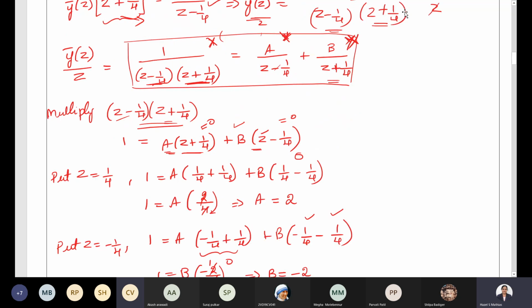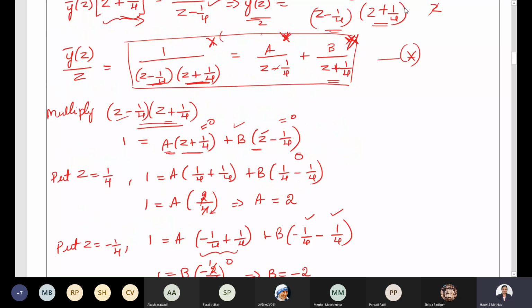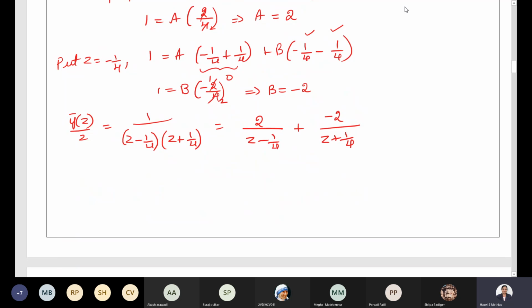Now substitute the value of a and b in this expression. Here it is, take this as star, substitute the value of a and b in this one. So what do we get? From star, y bar of z divided by z is equal to 1 divided by (z minus 1 by 4) into (z plus 1 by 4), that is equal to a. A is 2, so 2 divided by z minus 1 by 4, plus b value is minus 2 divided by z plus 1 by 4. This is what we get.